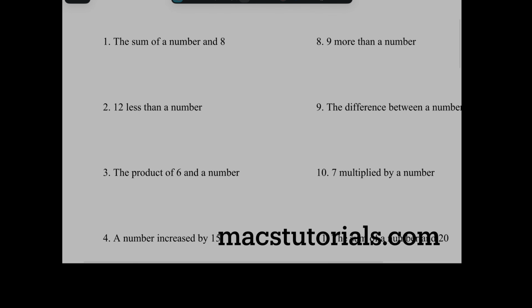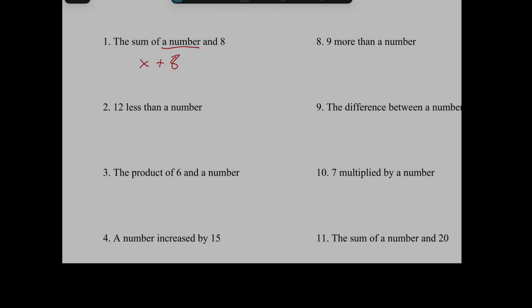So number one, they're asking for a sum of a number and 8. Now, the order doesn't matter when you're doing addition. So when you hear a number, that's when they mean the letter. So we're just going to use X. Sum means addition, and it's a number, and 8. That's all that means. Equal to what? Well, we're not doing equations. We're just setting things up. We're making what we call expressions, which are just mathematical sentences without having equal signs.